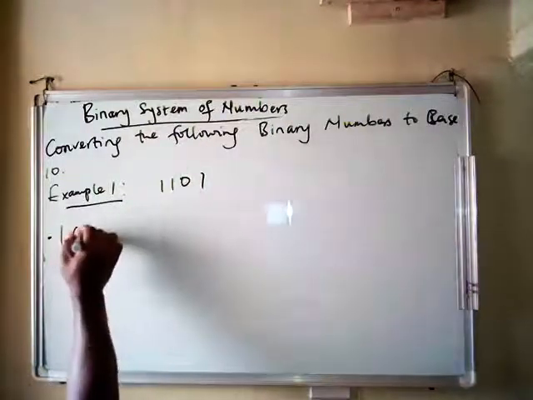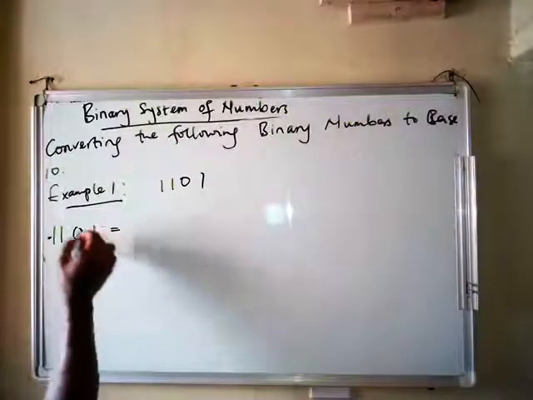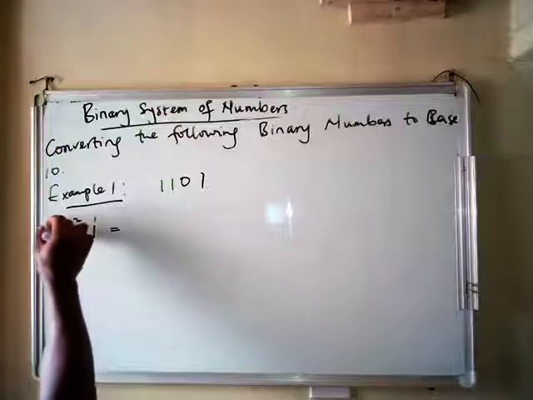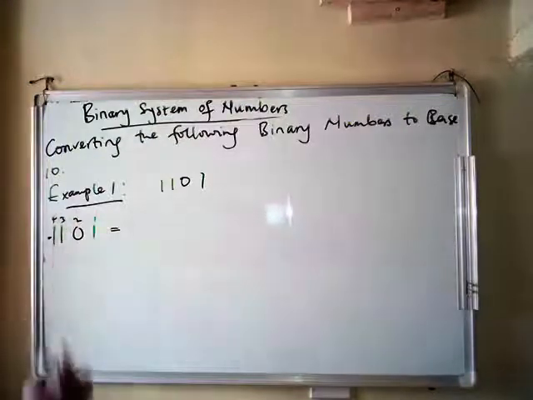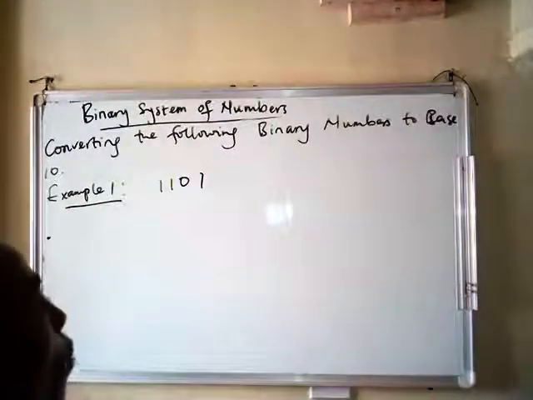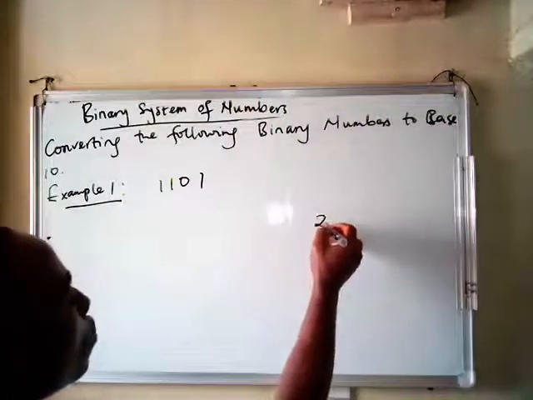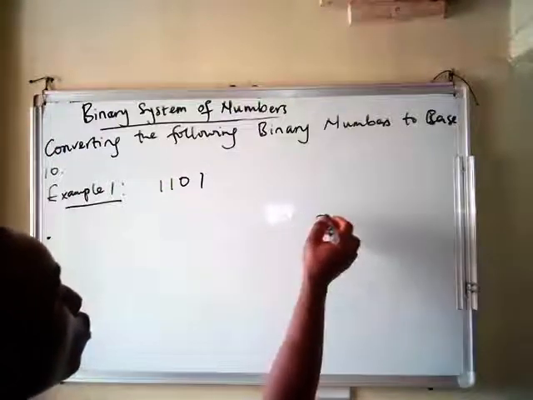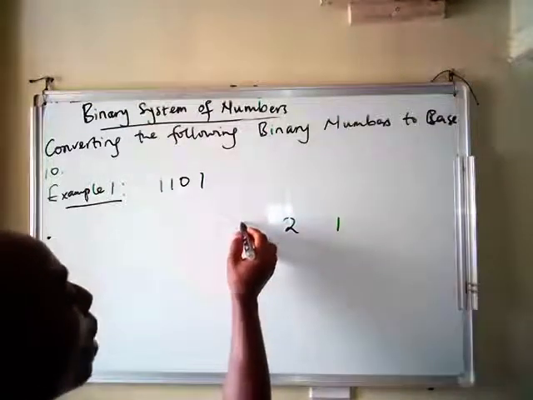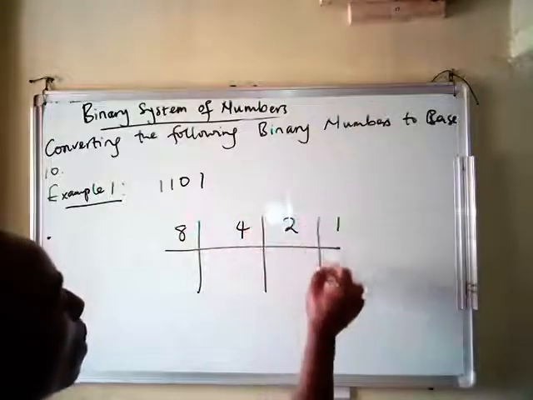So we have 16 plus 8 plus 0 plus 1. What is it in base 10? 8 plus 1 is 9, 9 plus 6 is 15, so you have 5, carry 1. So you have 25 base 10. You see how easy it is. If it was base 10, you would have written 1, 10, 100, 1000, then multiplied them. But this is different. It is base 2. Powers of 2. I want you to understand that.